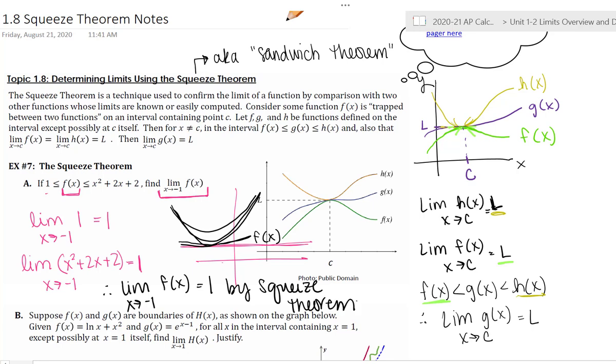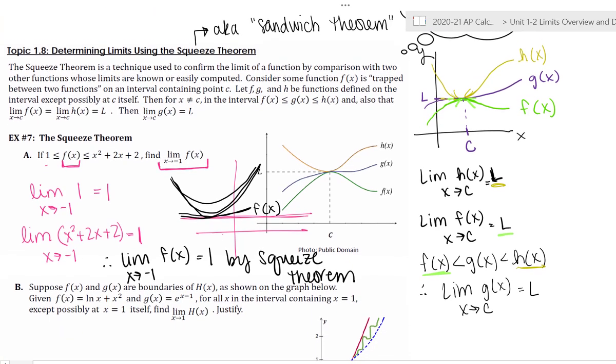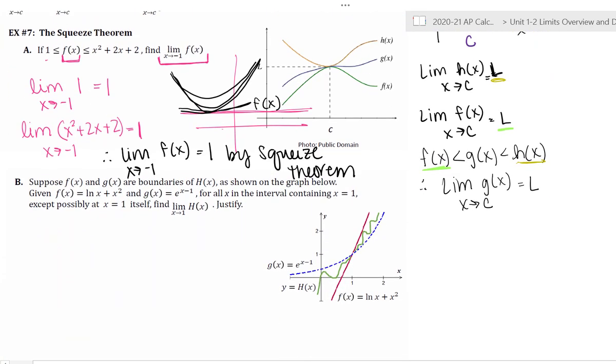Because it's stated above that f of x is squeezed in between both of these functions, and since both of those functions have equivalent outputs, I can say that that middle function also will have the same limit since it lives between. Let's take a look at another example.